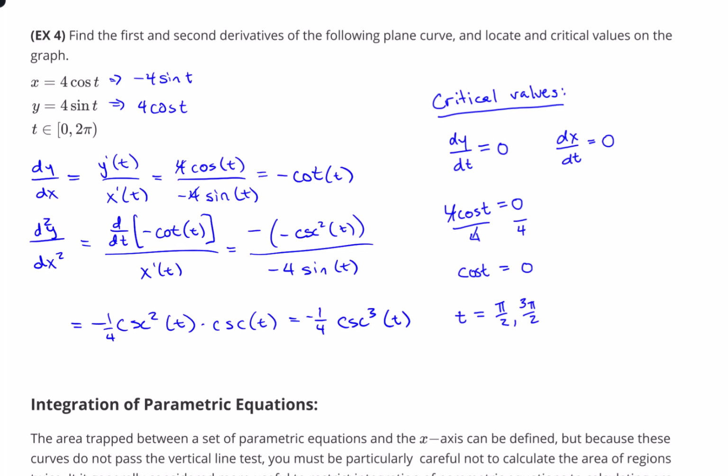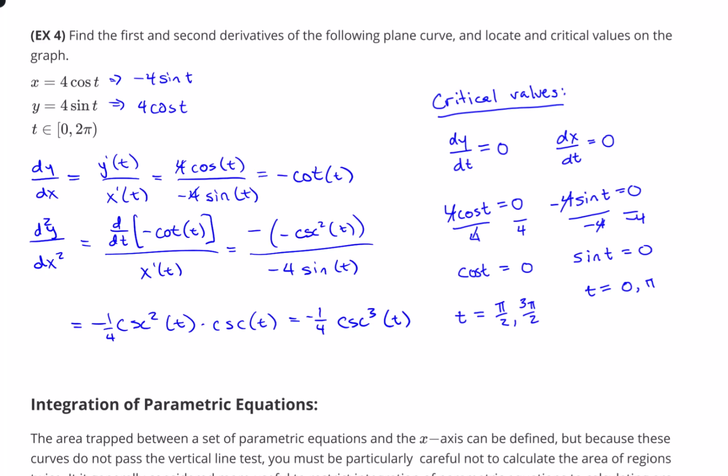Dx dt, that is negative 4 sine t. When I set that to 0, divided by the constant to get rid of it, I'm now looking for where sine of t is equal to 0. And that occurs when t is equal to 0 and pi. So we've got 4 locations here.